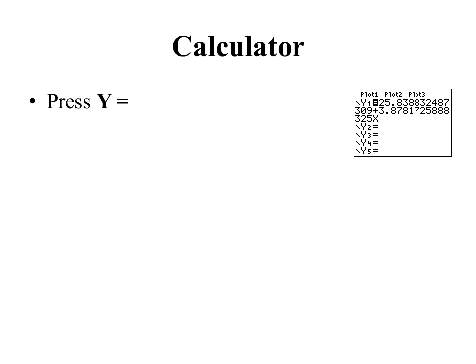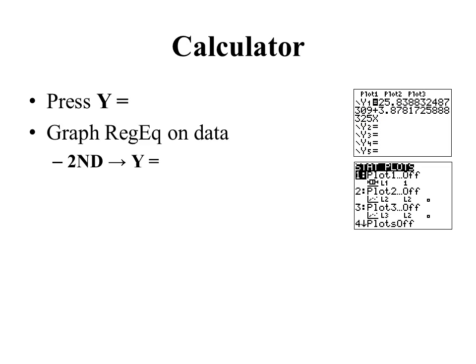Now, real quick, let's look at some other outputs from our calculator. If we go to the Y= menu, we'll see here at Y1 it has stored that regression equation. It's given us many more decimal places than what's really necessary, but that's okay. Now we can graph that regression equation on top of our data.